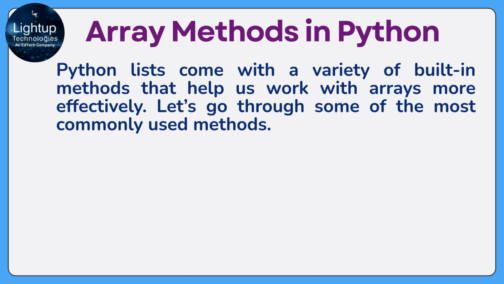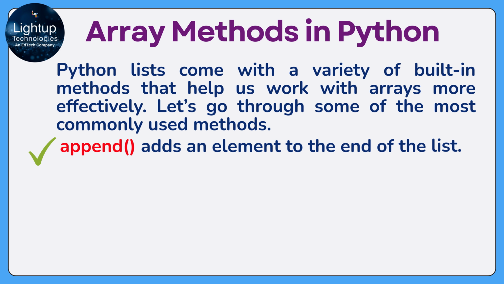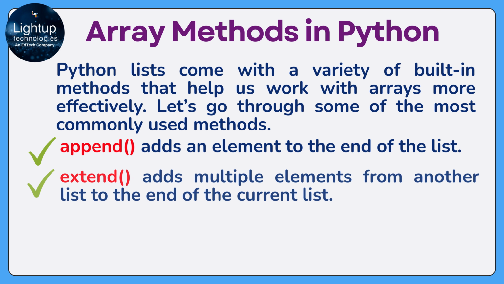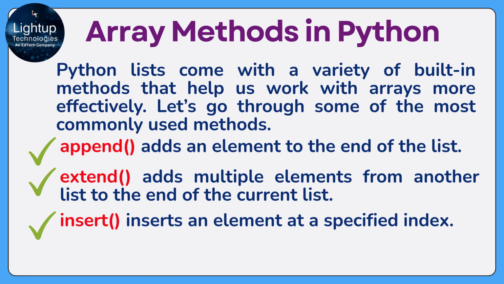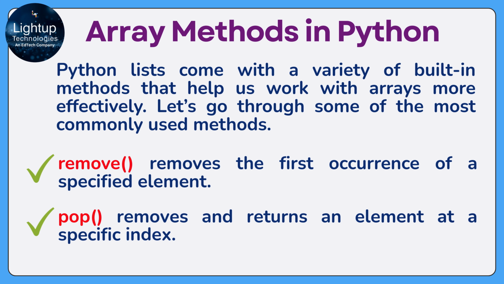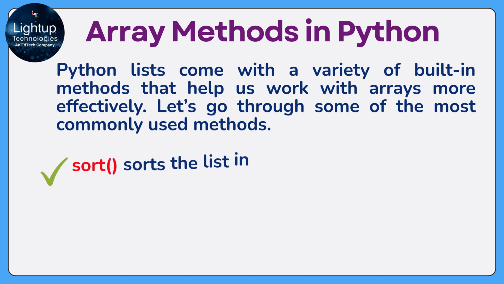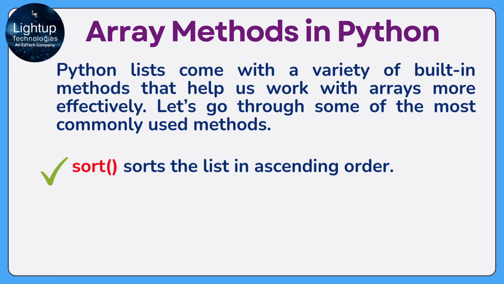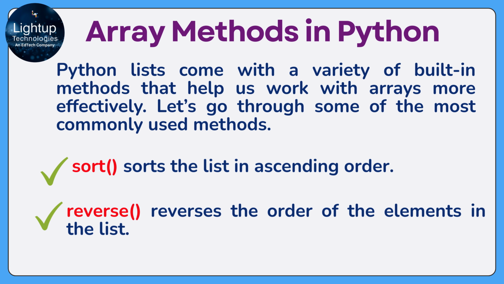Python lists come with a variety of built-in methods that help us work with arrays more effectively. Let's go through some of the most commonly used methods. Append adds an element to the end of the list. Extend adds multiple elements from another list to the end of the current list. Insert inserts an element at a specified index. Remove removes the first occurrence of a specified element. Pop removes and returns an element at a specific index. Sort sorts the list in ascending order. Reverse reverses the order of the elements in the list.